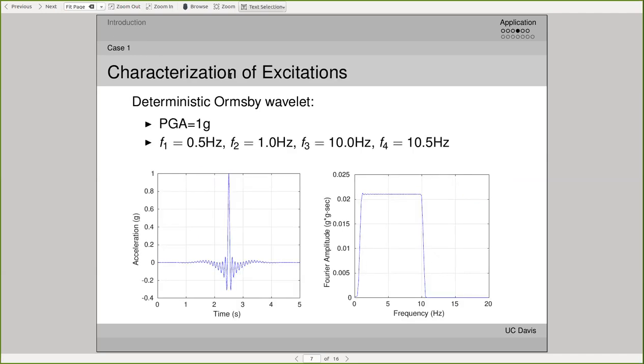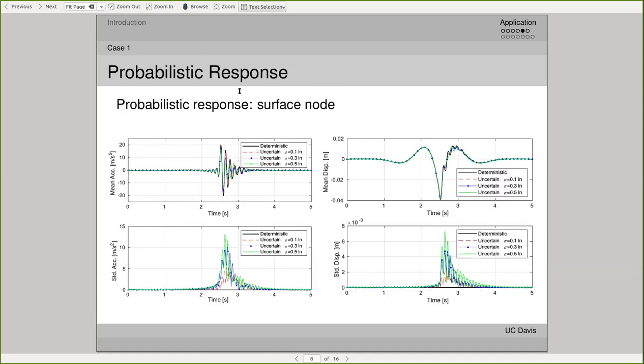We also need to characterize the input excitation. In this case, we first consider a deterministic excitation using a simple Ormsby wavelet with a PGA of 1 g, and with four corner frequencies: f1 0.5 hertz, f2 1 hertz, f3 10 hertz, f4 10.5 hertz. Once we propagate such a wave through the uncertain stiffness field of the structure system, we can get the probabilistic structure response.